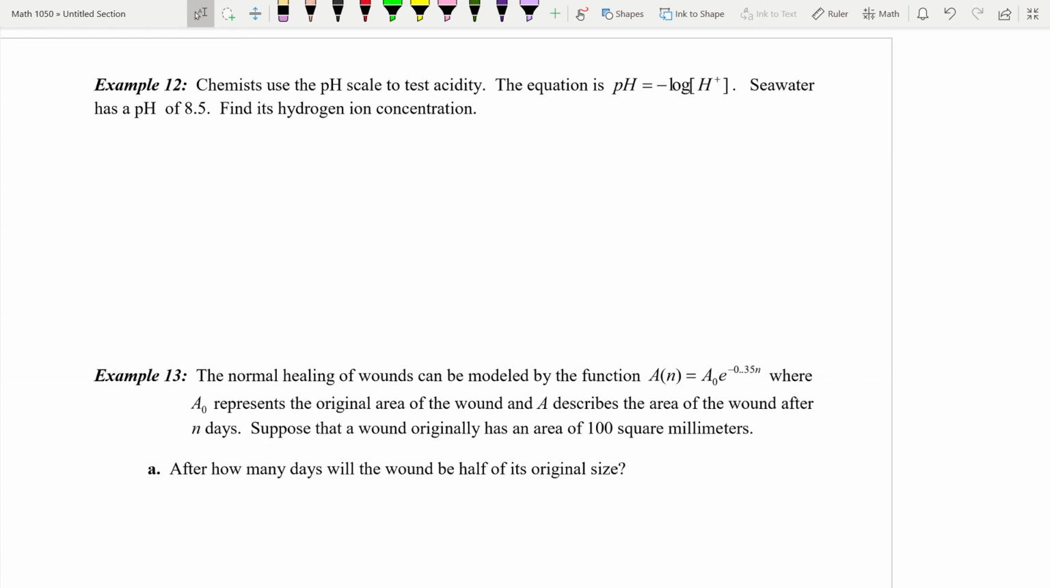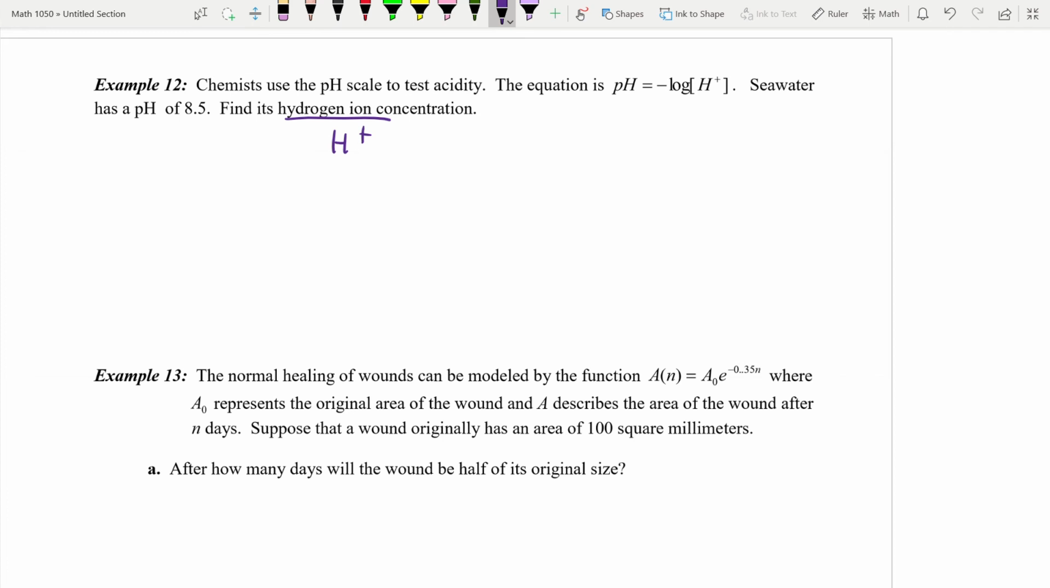So the equation you have is pH equals negative log of H plus. Seawater has a pH of 8.5. Find the hydrogen ion concentration. So it sounds so much worse than it is. Hydrogen ion concentration is just H plus.